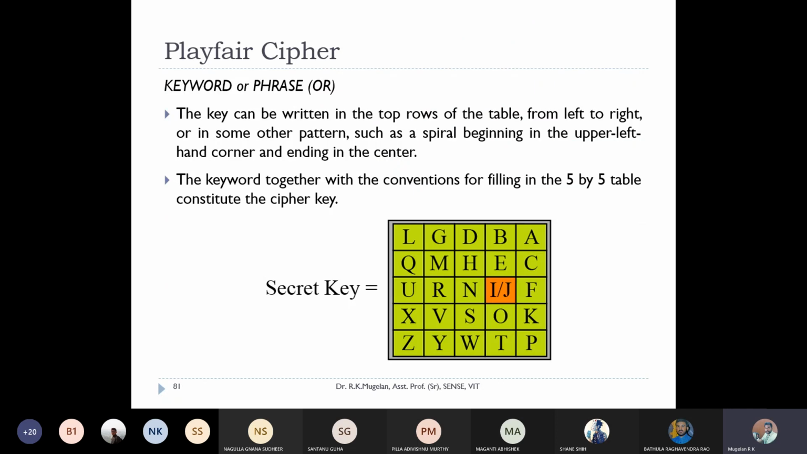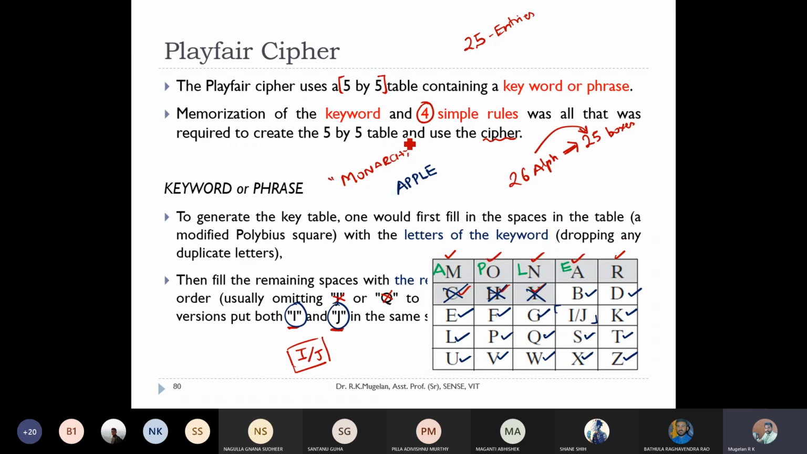The other way, they won't provide you with any keyword. Simply, they will provide you with the direct box itself. Without any keyword, they will provide you with the 5x5 box. So you can use that box if they provide it. Otherwise, if they provide you with a keyword like this, then you have to create the box on your own. Then you have to start the process of encryption.